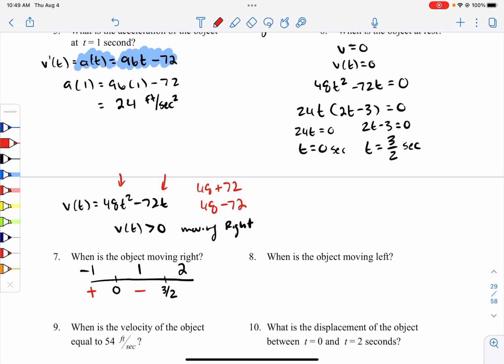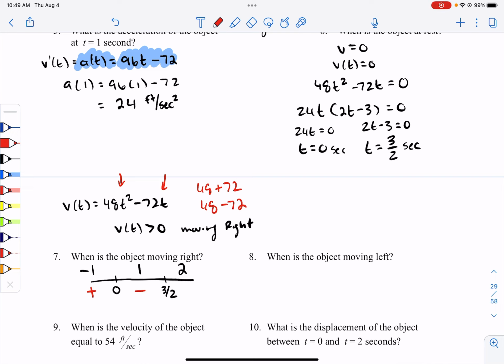Well, that's interesting. I'm going to the right. At 0, I stop, and then I start going to the left. Well, what happens at 3/2? Be really careful. Don't assume that you stop and change directions, because sometimes you're walking in a direction or driving in a direction, you hit a stop sign, and you keep going in the same direction.